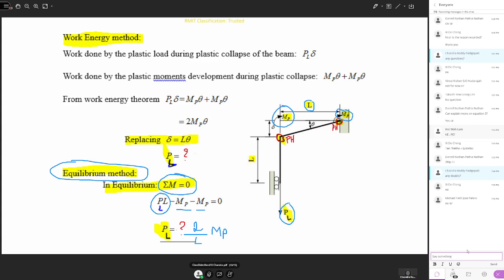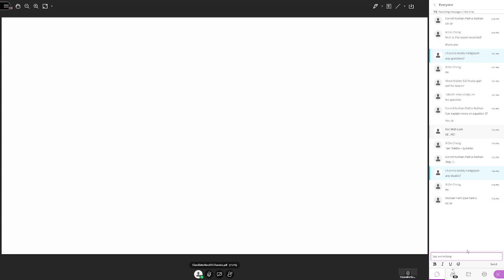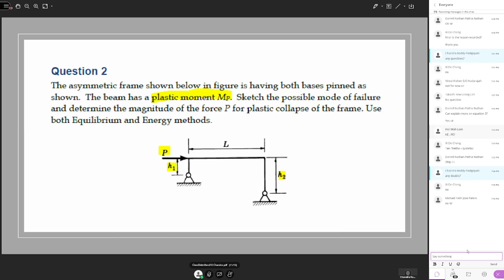All right, so take note of this to get full marks for assignment 2. For assignment 2, there are many sketches required and these sketches need to be drawn clearly. All right, okay, I'll move on to the next question. Anything you want to give feedback, let me know.